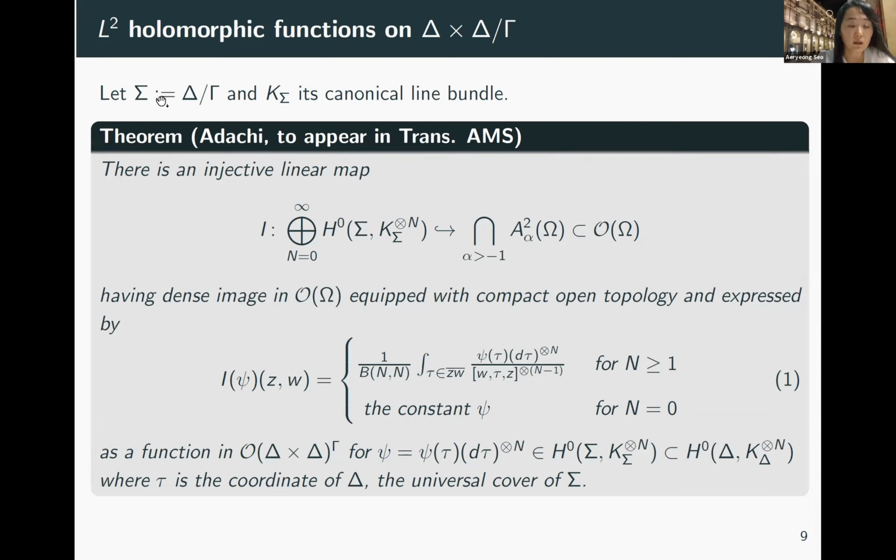Then his result is this, for the canonical line bundle K_sigma, where sigma is a Riemann surface. He constructed an injective linear map from the holomorphic sections of the tensor power of the canonical line bundle to the set of holomorphic functions. And this map has a dense image in here with the compact-open topology. And actually he could express explicitly the form of this map, and it is given by like this.